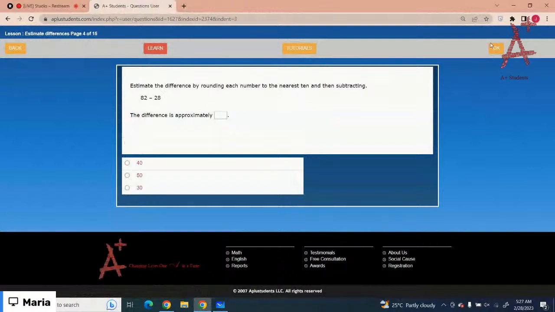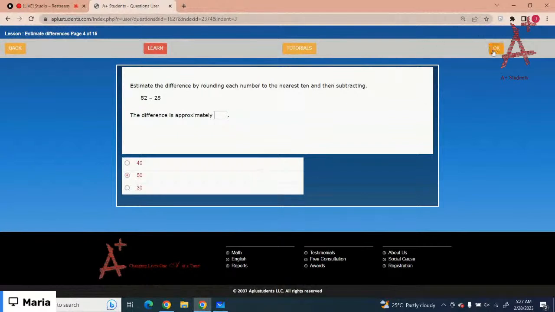82 minus 28. So 82 is rounded off. Yes, 82 is rounded off to 80 and 28 is rounded off to 30. So 80 minus 30 is 50. So the correct option is 50.